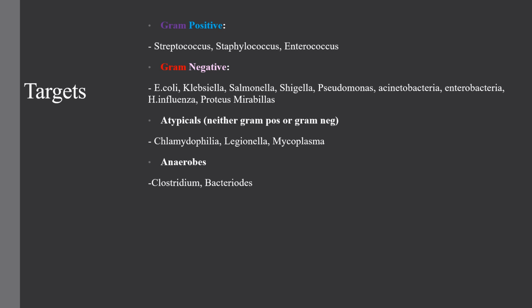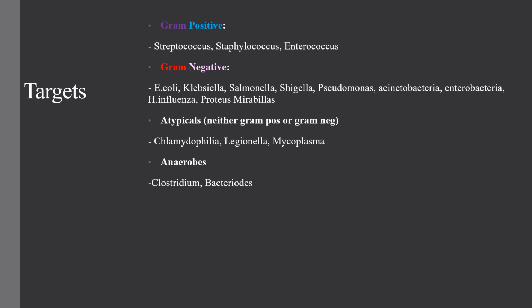I'm not going to read out all the bacteria. It's just there for you to look at so you have an idea. Also, in terms of gram negatives, on a gram stain, they will be a pinkish reddish color. Atypicals will be colorless. And then anaerobes, well, they do a different test for that. But yeah, the names are just there.